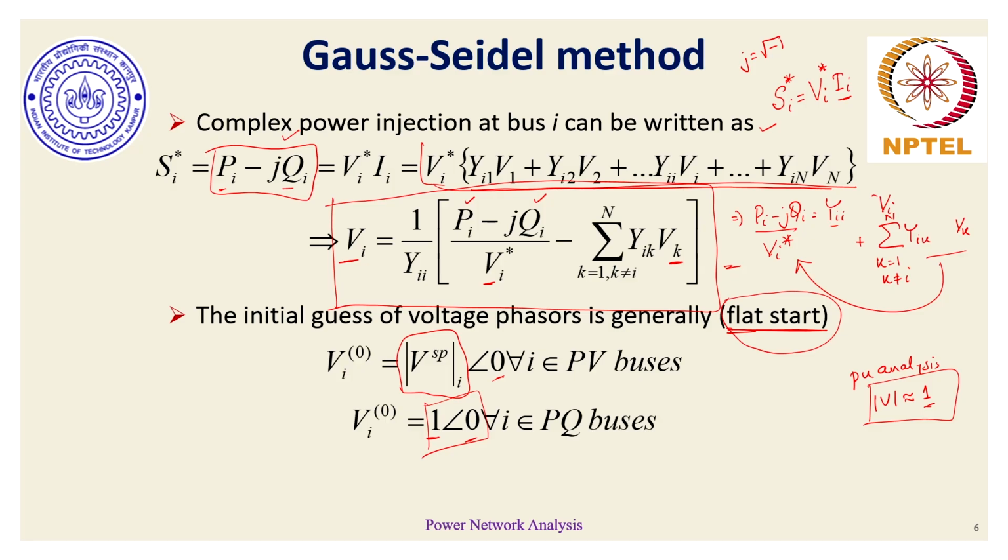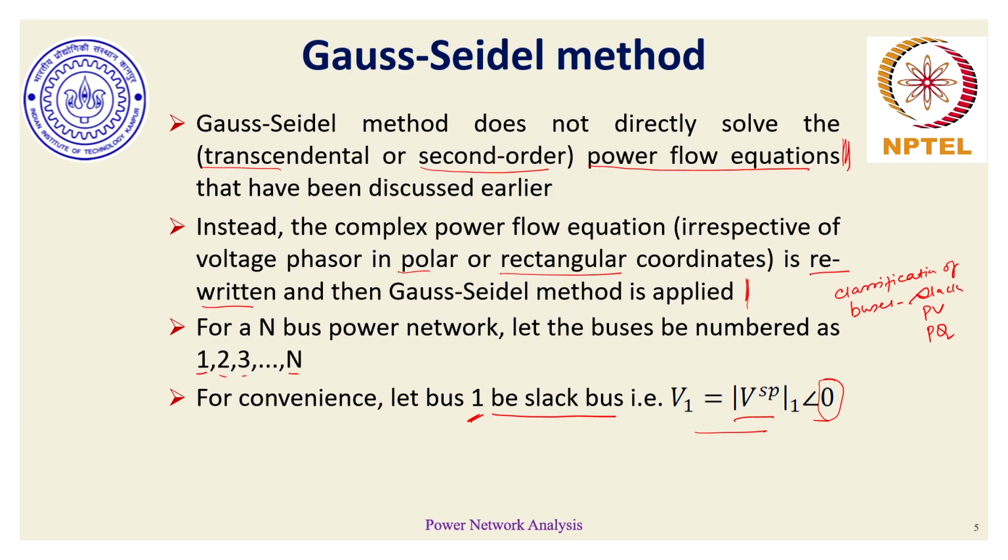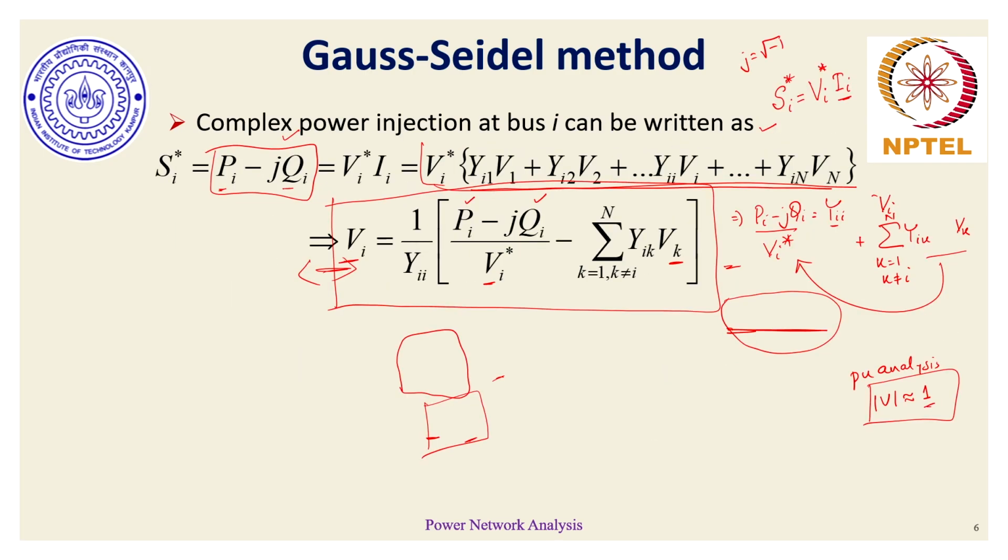So given this classification and initial choice, now if we want to make use of this Gauss-Seidel technique to find the solution of this equation in a recursive manner, what would we do? Let us start. Since bus 1 we have chosen as the slack bus, its voltage value is known. For the slack bus, no power flow equation needs to be solved. So exclusively for bus 1, this equation need not be solved, because the voltage itself is known. So we would start solving this equation for the next bus onwards.